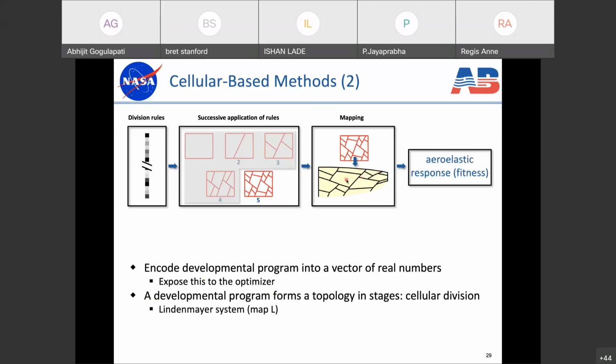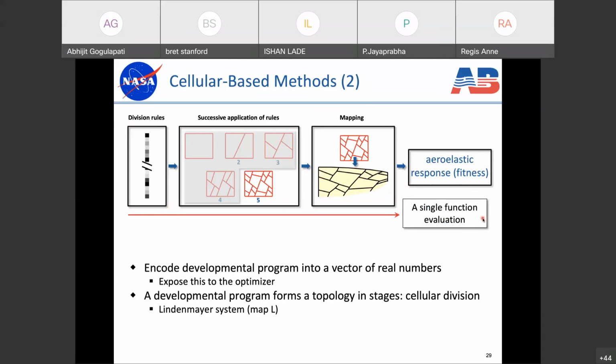And then once we have that membrane structure, we'll evaluate the aeroelastic response of that structure, the objective function and the constraints, whatever fitness that we care about. And this is a single function evaluation from beginning to end. These are the design variables, these are our division rules, and then these are the outputs, the objective function and the constraints.